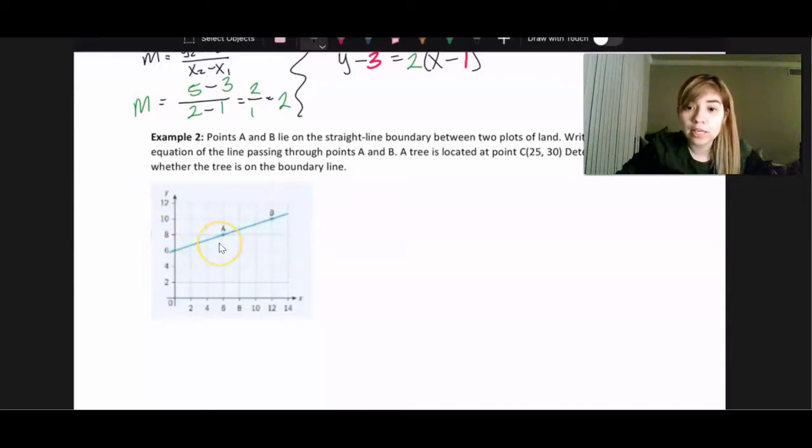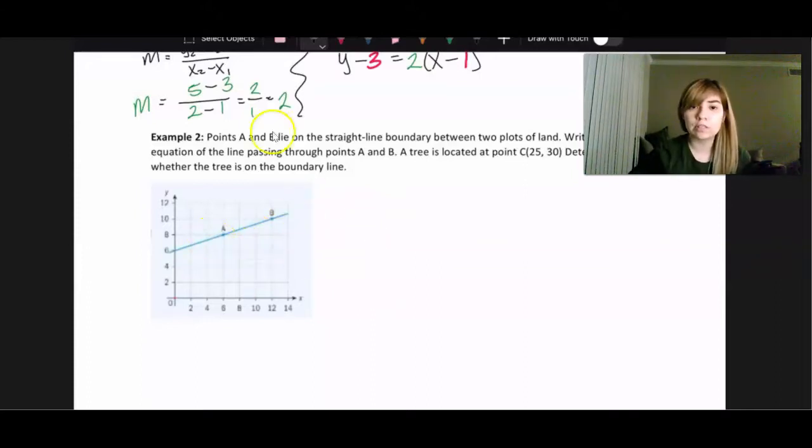Now a tree is located at point 25, 30. Notice 25, 30, I can't just plot onto this graph. It's somewhere where it's not plotted. But algebraically, we can determine whether the tree is on the boundary line. So whether the tree lies on this boundary or if it's in one of the plots or the other plot. So let's get started. First, we want to find the equation of the line. If we find the equation of the line, then we can determine whether or not the tree is located on the boundary line. So there's a few different things you can do.